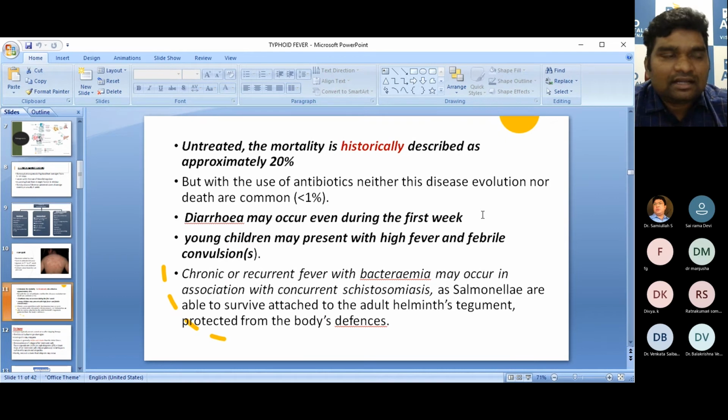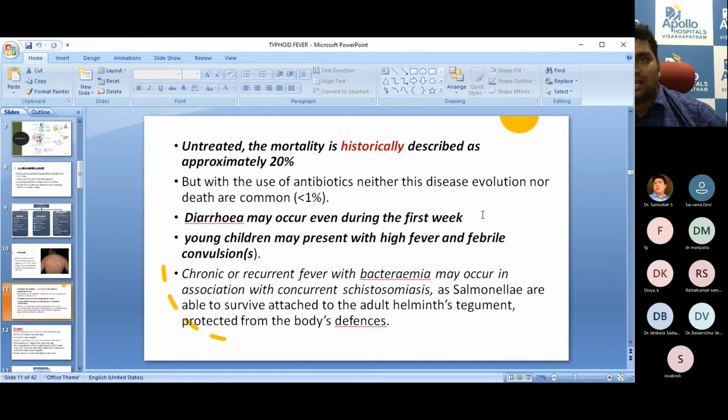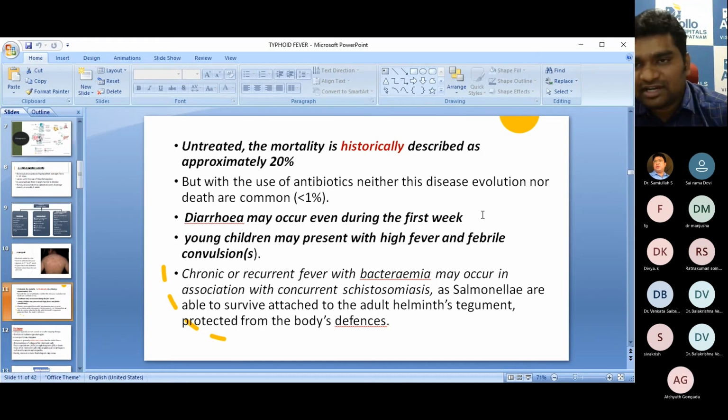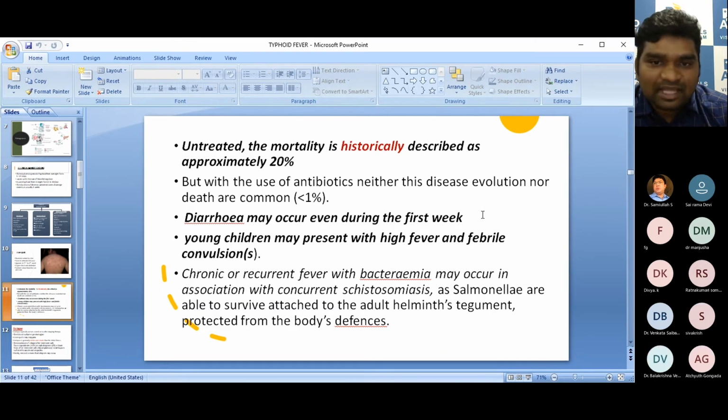Sometimes chronic and recurrent fever can also happen in association with schistosomiasis, because Salmonella typhi can attach to the tegument of the schistosome and be protected from the body's defenses. So chronic recurrent fever can happen with schistosomiasis co-infection.